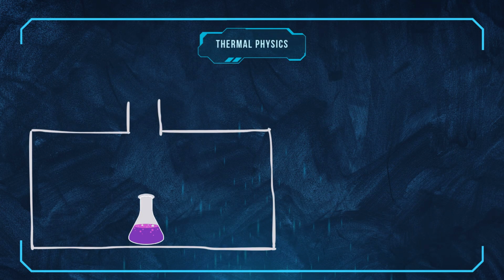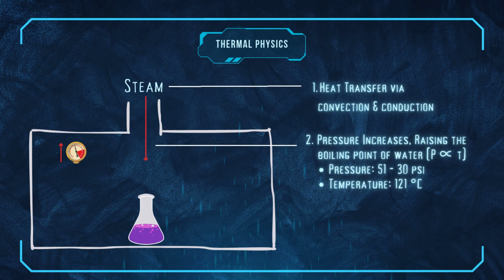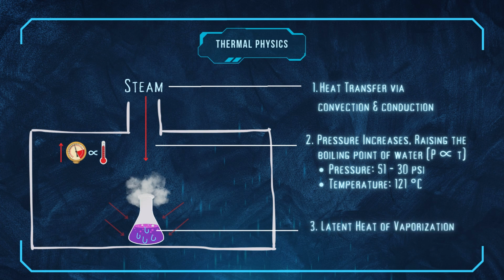First, heat transfer happens as steam spreads throughout the chamber via convection and conduction. This increases the pressure within the autoclave and also raises the boiling point of water, allowing the temperature to reach 121 degrees Celsius or higher, which is important for killing microorganisms. As the steam condenses on the surfaces of the item, it releases its latent heat of vaporization, delivering concentrated energy to penetrate the materials inside the beaker. This heat disrupts the molecular bonds in proteins and enzymes, leading to protein denaturation and the death of microorganisms.